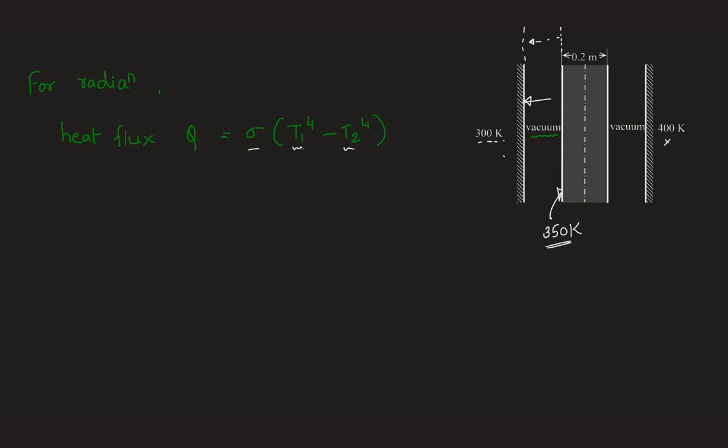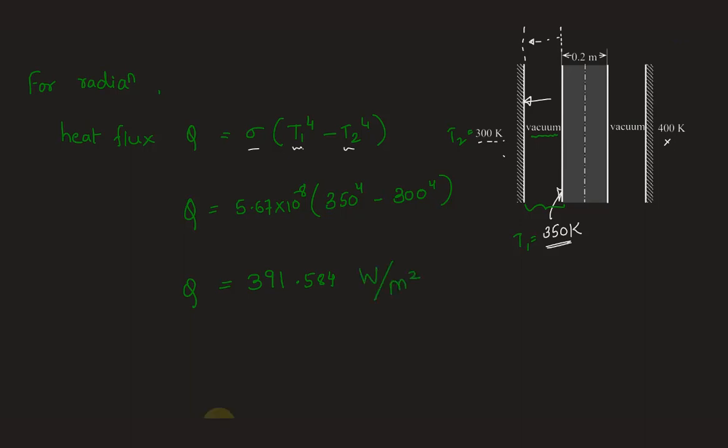And to decide what T1 and T2 will be, we will have to consider the heat flow between the cold side of the plate and the left side surface. And therefore T1 is 350 Kelvin, T2 is 300 Kelvin. Q will be equal to, Stefan-Boltzmann constant is 5.67 into 10 to the power minus 8. That's what we substitute. T1, 350 to the power 4 minus T2, 300 to the power 4. This when calculated in a digital calculator gives us Q is equal to 391.584 watt per meter square.